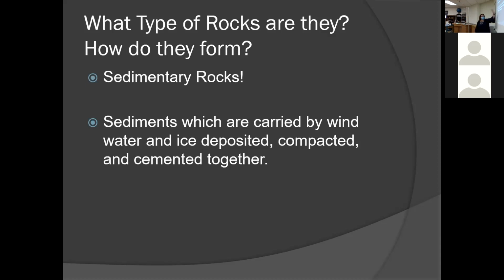And what happens is they get compacted, pushed together, and cemented. I've talked a lot about SiO2 or quartz. Quartz is an amazing natural cement in nature, and it holds a lot of sedimentary rock together. Not all types, but a lot of it.